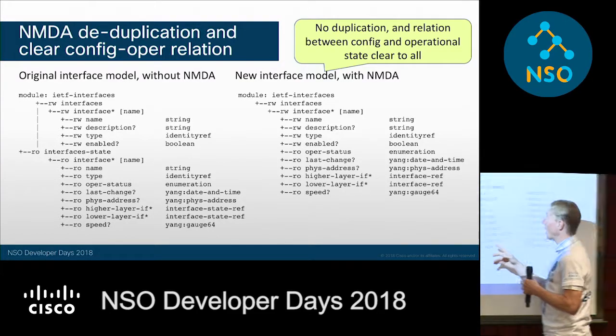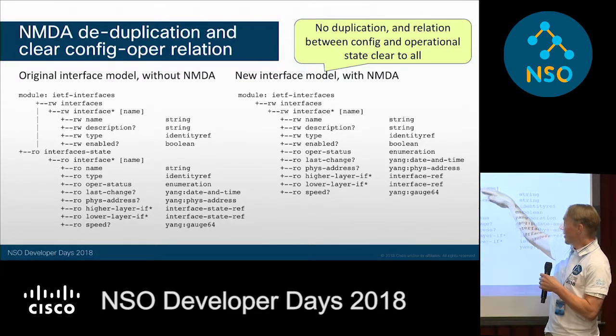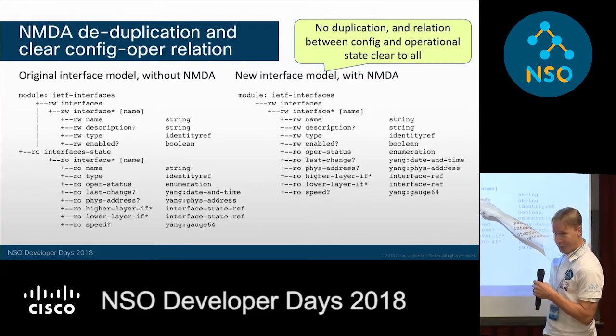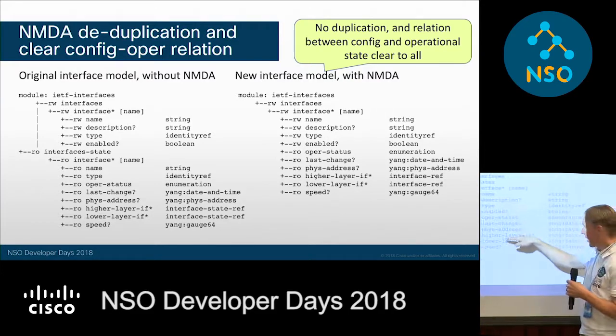So the new version of the IETF interfaces looks like this. Interface, name, description, type, once only. So it's a little bit shorter, and all those other leaves in here.